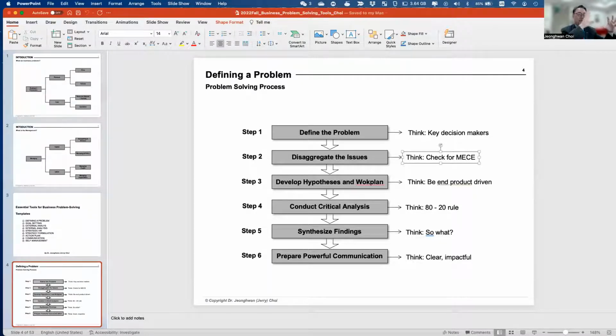When we make it smaller, the issues must be ones that we can do something about. The issues must be mutually exclusive. There must be no overlap. They must be different, exclusive. On the other hand, when we disaggregate all the issues and add up everything, it must cover that big problem. When we collect everything, it must be exhaustive. When we add up everything, it must cover the whole problem. We call that the discipline of MECE: mutually exclusive, collectively exhaustive.